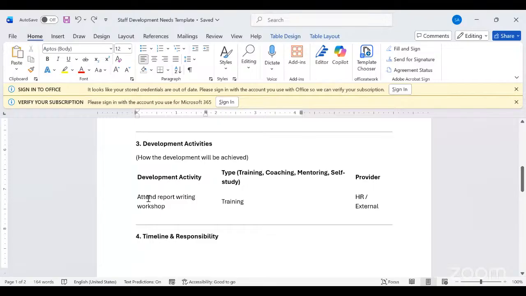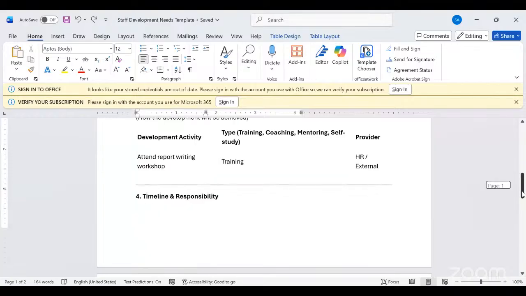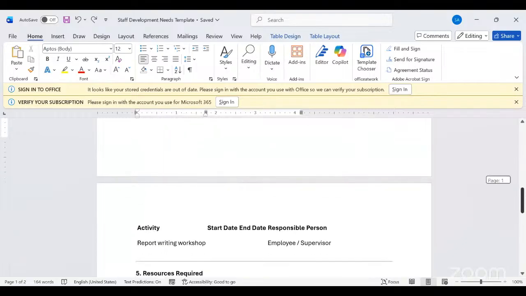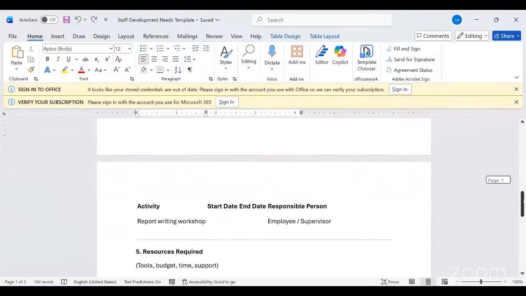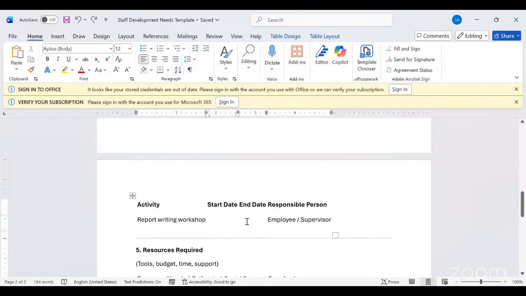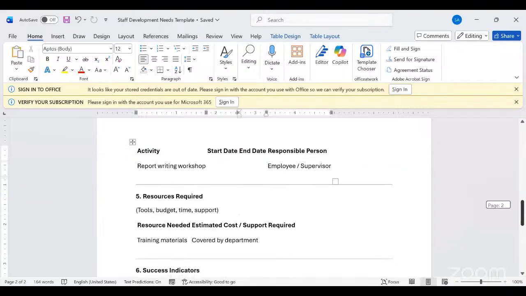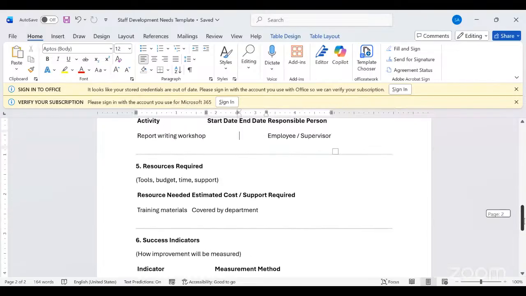One, he or she is going to attend a report writing workshop. The type of workshop is a training. Who is going to provide that training? HR, or it's going to be provided by an external consultant. For the timeline and who is responsible, you have to indicate the start date and then the end date. For the report writing workshop, the responsible person is the employee and the supervisor. You could also add human resources, as HR is responsible for providing that training.